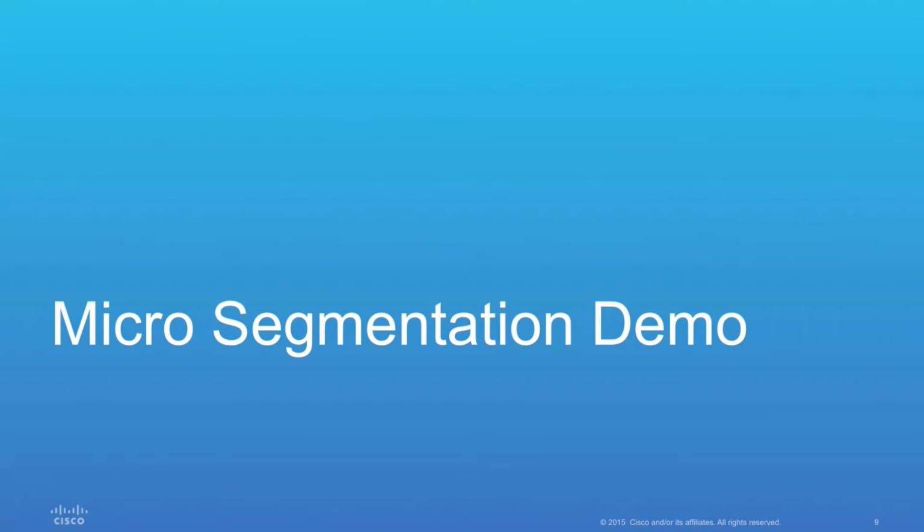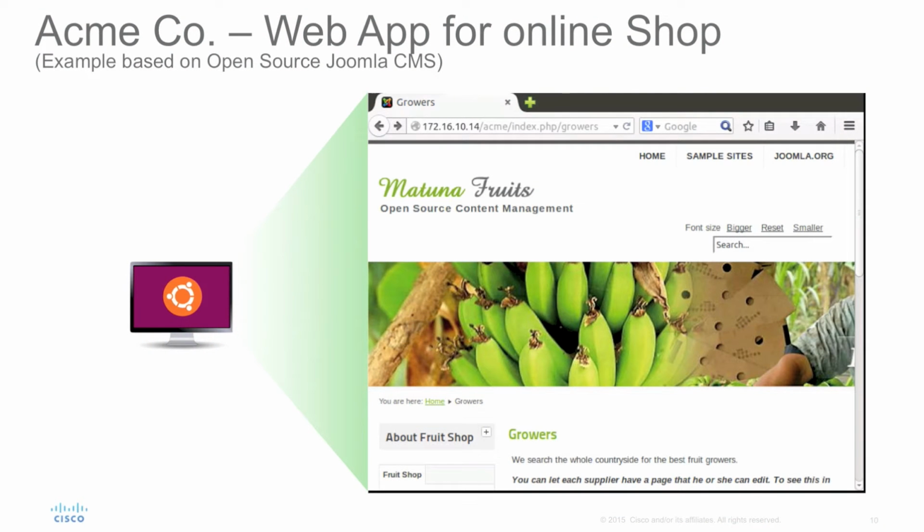Hello, in this demonstration we will be looking at Cisco ACI Microsegmentation capabilities in a demonstration using vSphere environments. For our demo, we will imagine that Acme Company is building a new web application for an online shop. Our example will be based on a very simple site using open source Joomla content management system. We will actually be using one of the sample sites that come embedded with the tool.